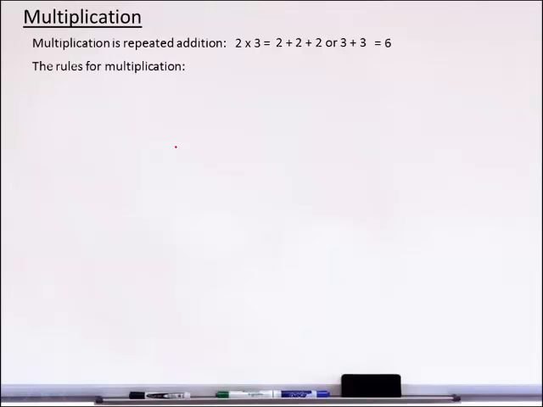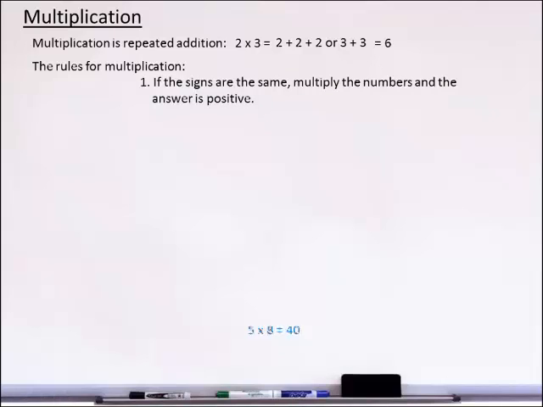So that gives us 6. The rules for multiplication, when we're talking about multiplying and dividing, we have some rules for that as well when we're dealing with integers. If the signs are the same, you multiply the numbers and the answer will be positive.